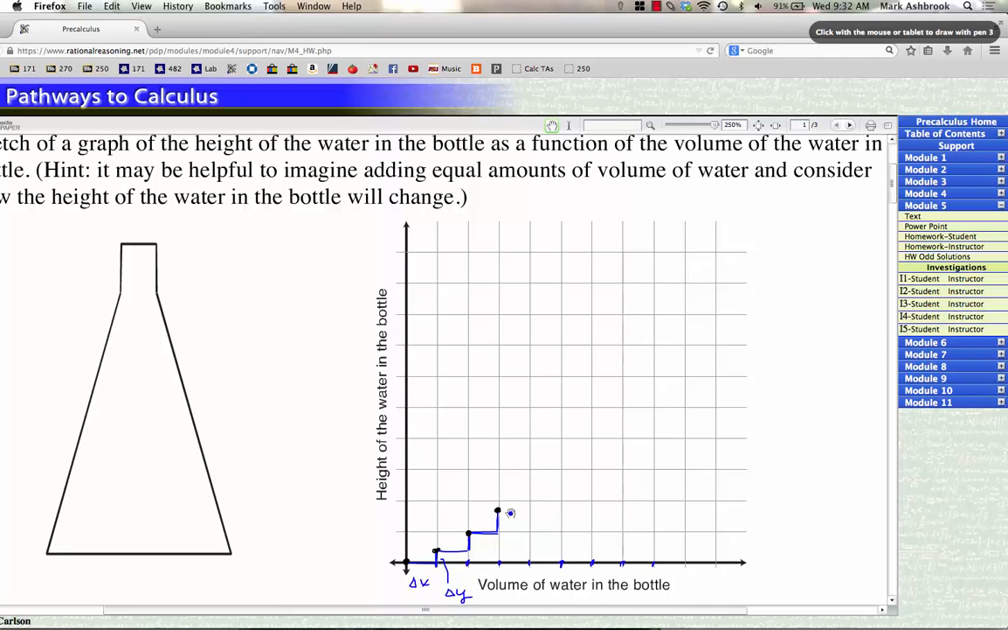One more time. Same change in x, whatever, our 1 ounce. Will the height of water go up, stay the same, or go down? It will go up. That amount that it goes up, that change in y, how will it compare to the previous change in y? Still more, because the bottle's still getting narrower.